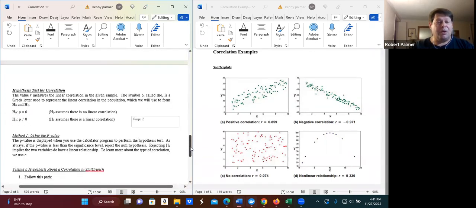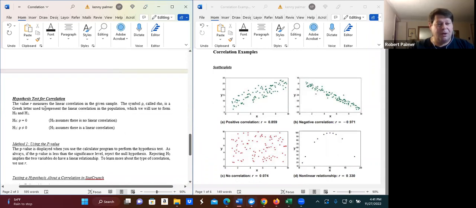And finally, we can do a hypothesis test for correlation. Once again, the value r measures the linear correlation of the given sample. We use a symbol called rho, the Greek letter rho, to represent the linear correlation of the population. Similar to videos you may have seen on hypothesis testing about means and proportions, we're taking samples, assuming they're random samples, and trying to use that sample to imply something about a population. If there's a strong suggestion of a correlation in the sample data, we'll use that to imply possibly that there's a correlation in the populations themselves.